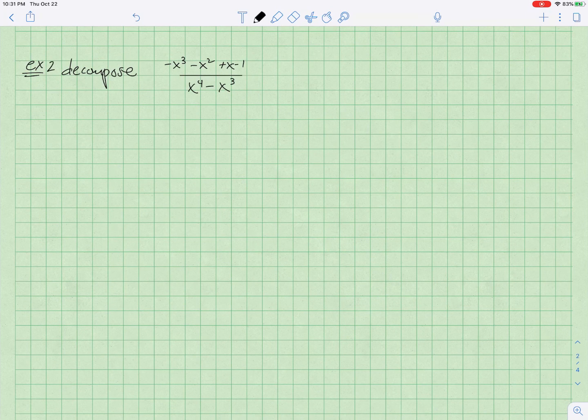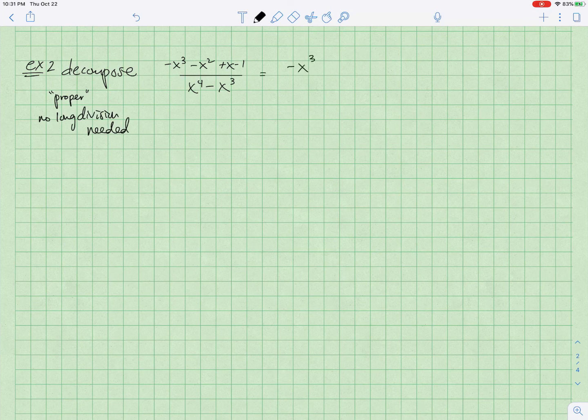Example 2. Decompose the following expression. Well, first thing I'd like to say here is that the degree of the numerator is 3 and the degree of the denominator is 4. So this is, in fact, proper. So there is no long division needed. And we can begin to decompose.